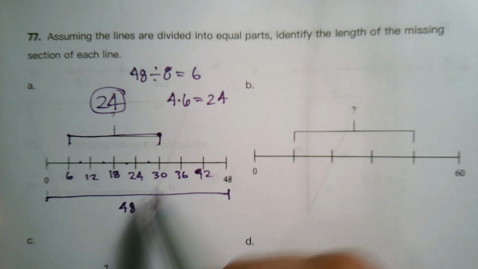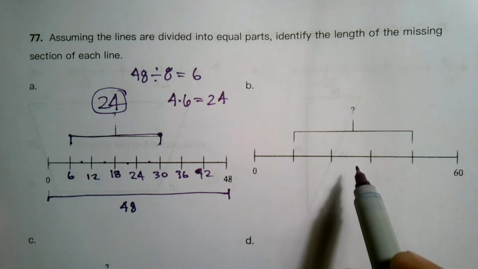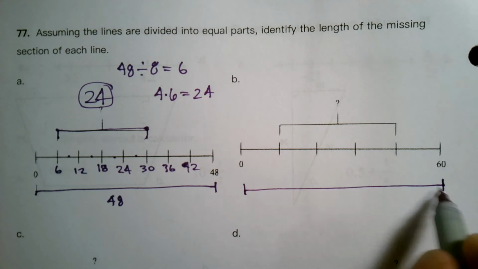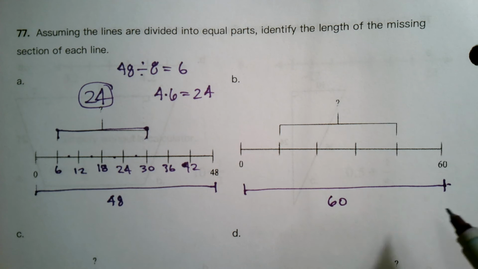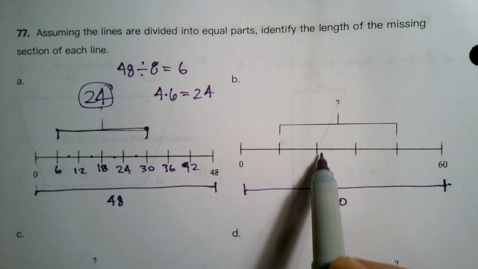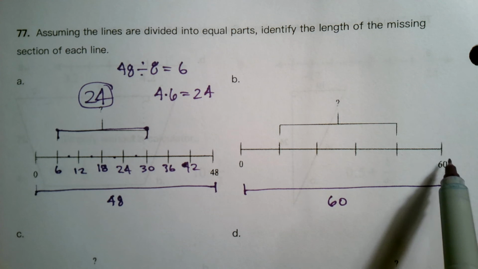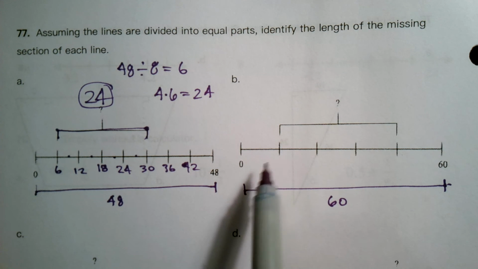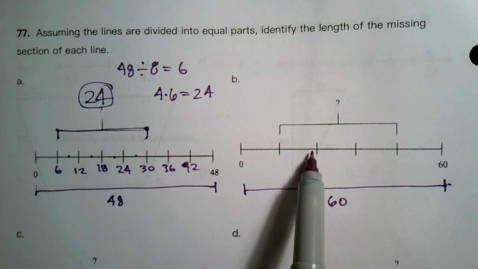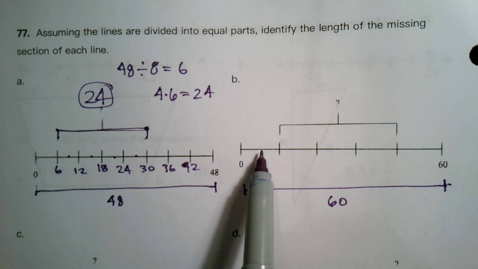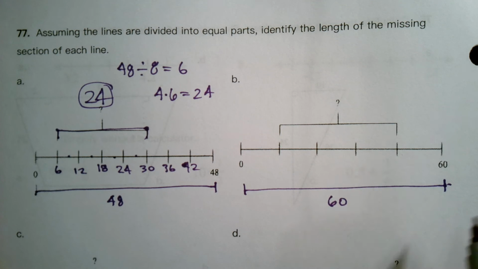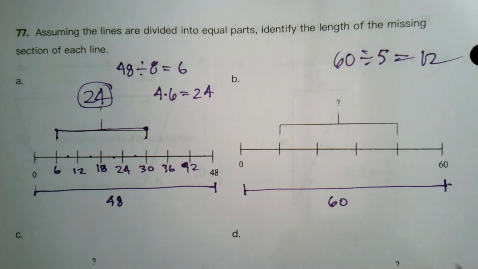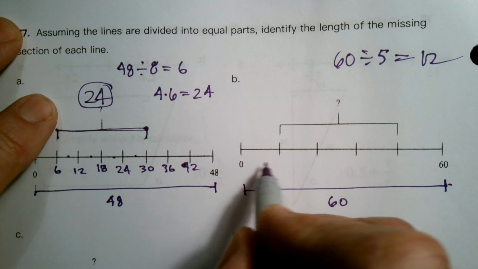So now, seeing how that's done, let's do one more. Let's do B. Again, from here to here, it says 0 to 60. That's 60 in length. So how long is each of these little equal segments? We count how many there are: 1, 2, 3, 4, 5. So I have 60 divided by 5 is equal to 12, right? So therefore the first mark would be 12.